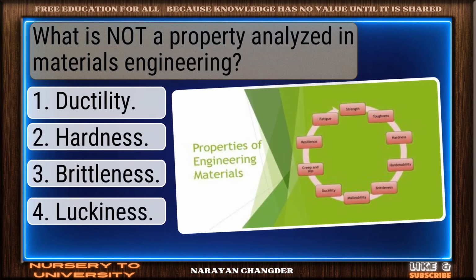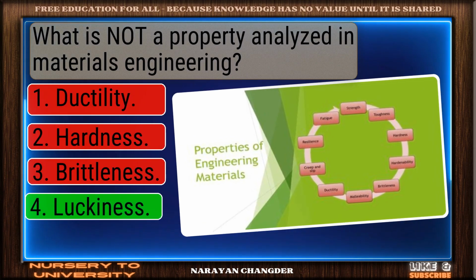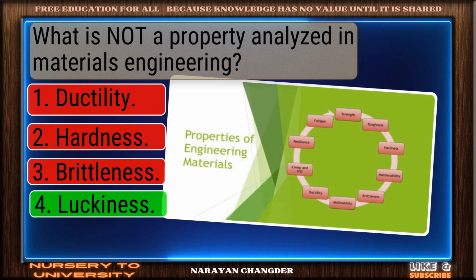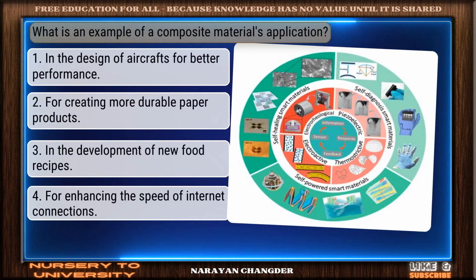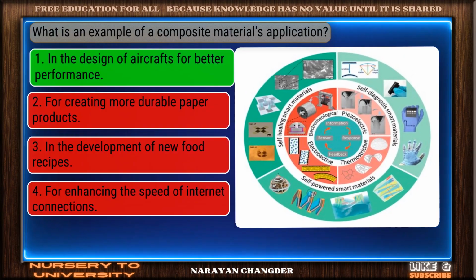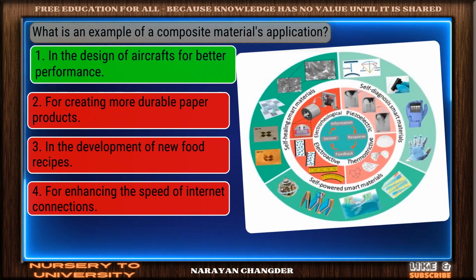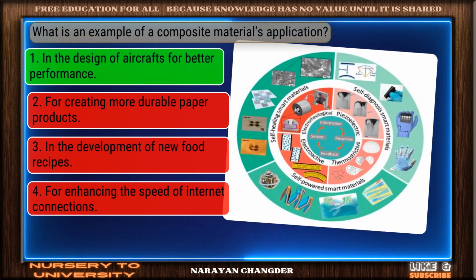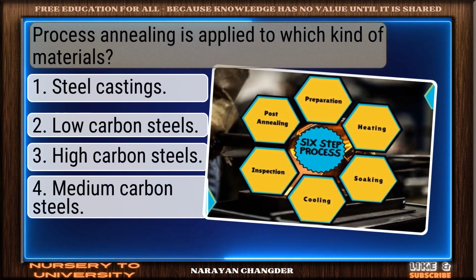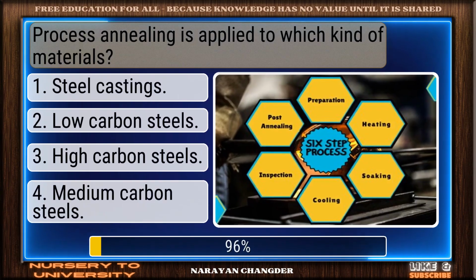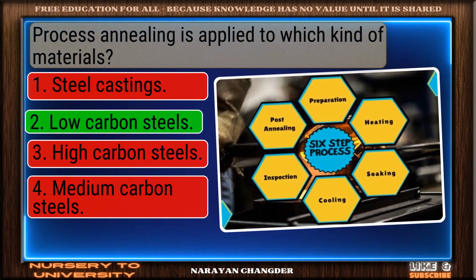What is not a property analyzed in materials engineering? On track. Luckiness is the correct answer. What is an example of a composite materials application? Correct response. In the design of aircrafts, for better performance, is the most accurate answer. Process annealing is applied to which kind of materials? Good job. Your answer, low carbon steels, works well here.